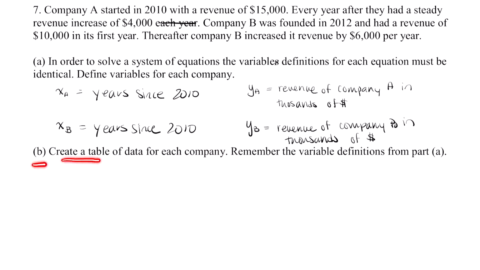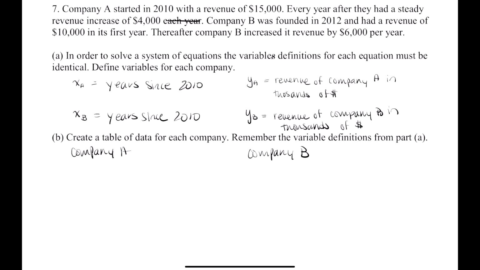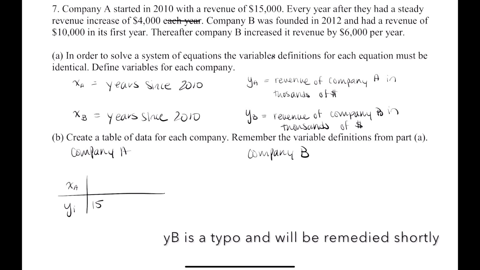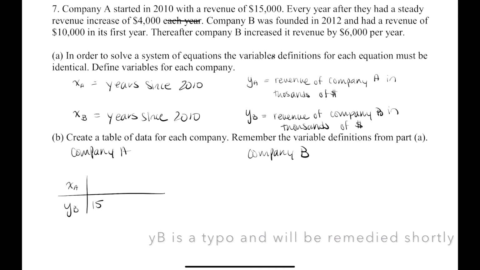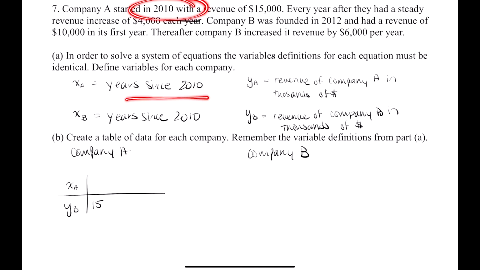Part B, let's create a table of data for each company, and let's remember the variable definitions from Part A. Company A started with a revenue of $15,000, and Company A was started in the year 2010, so in 2010, 0 years have elapsed. Now let's start with Company B here, and I mislabeled this. This should be YA.